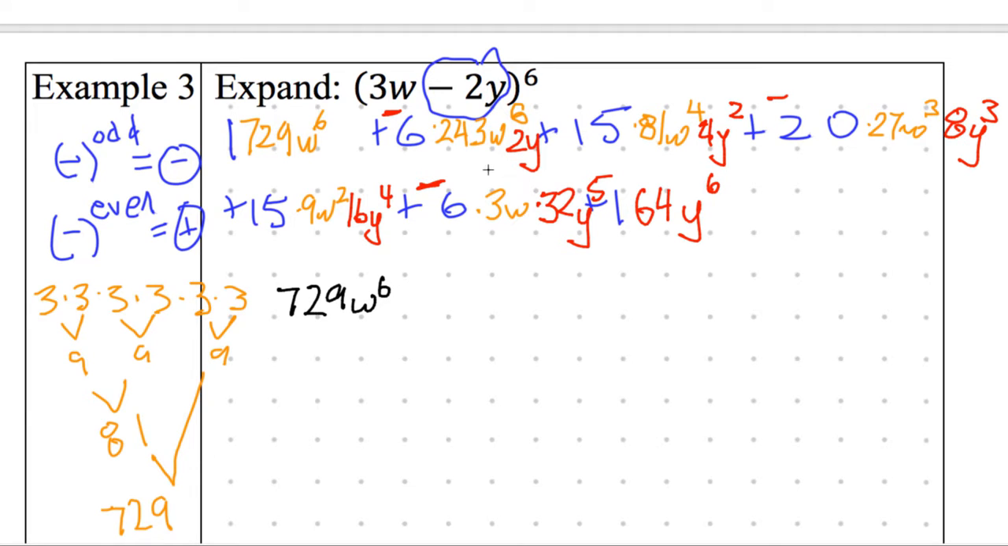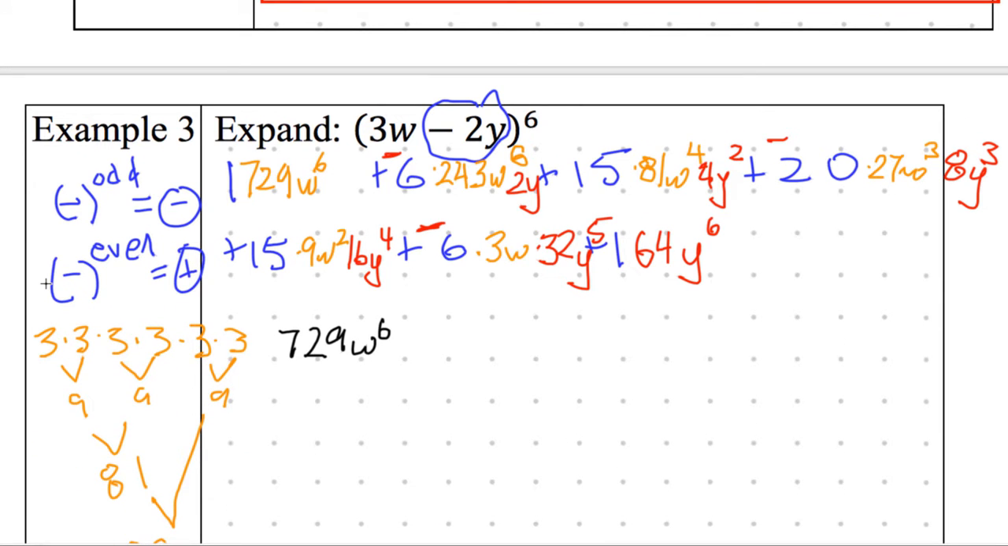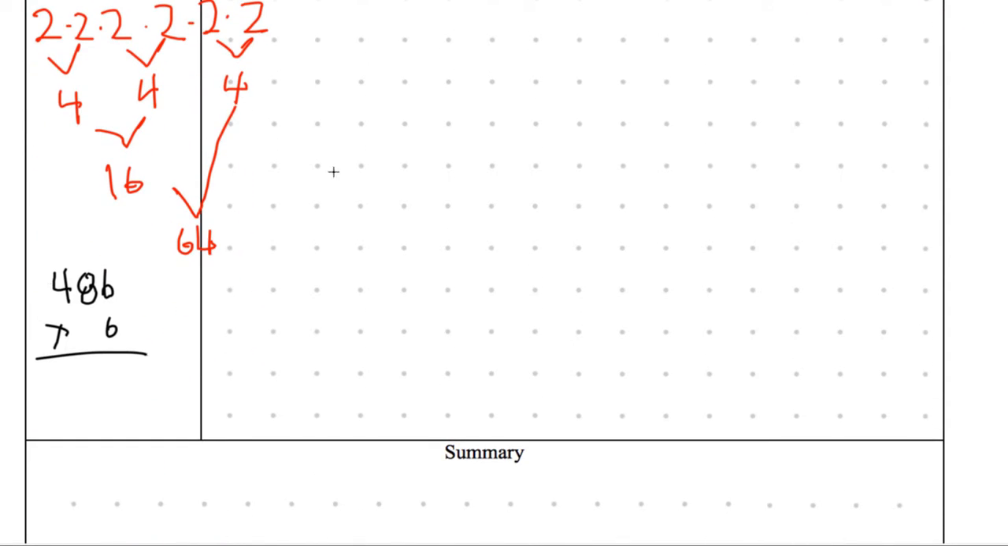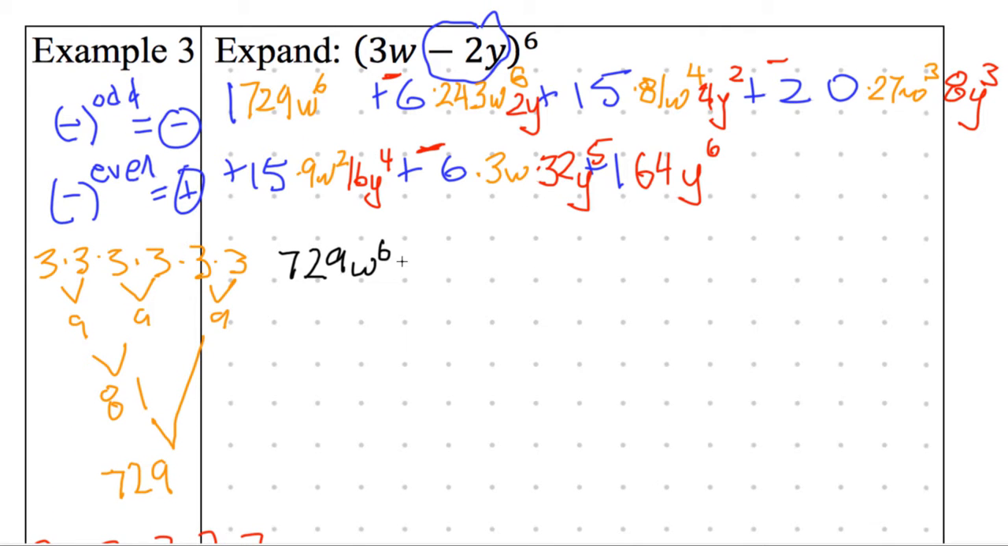Okay, I need to multiply all of these together. Well, I know that 2 times 243 is 486, so I need to, on my scratch paper, say, what is 486 times... I think I'm multiplying by 6 here, is that right? 486 times 6, yep. 6 times 6 is 36, carry the 3. 8 times 6 is 48, 48 plus 3 is 51, carry the 5. 6 times 4 is 24, plus 5 is 29, 2,916, oops. Minus 2,916 w to the 5th y.